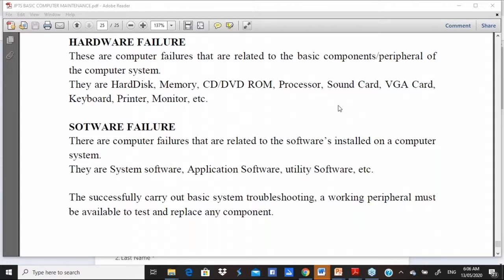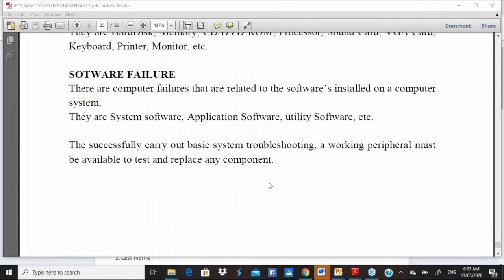How will I be able to detect that it is the memory card that has an issue? It is when I have a spare that I'm confident is working fine, that I've tested in another computer, then it can help me to successfully test the computer and confirm that it is the memory that has an issue. So you must have a spare of that component, okay?